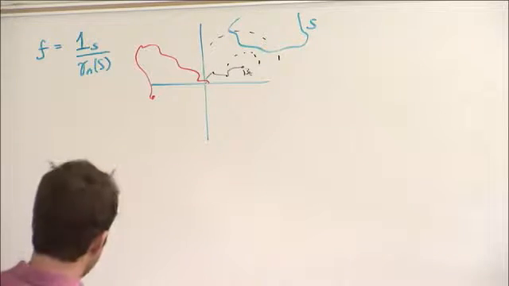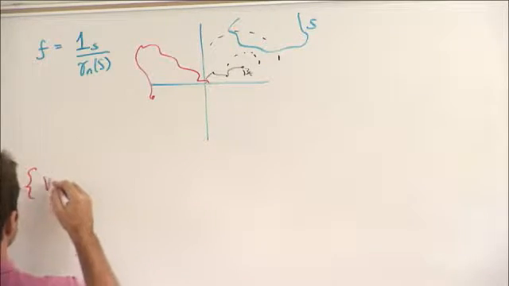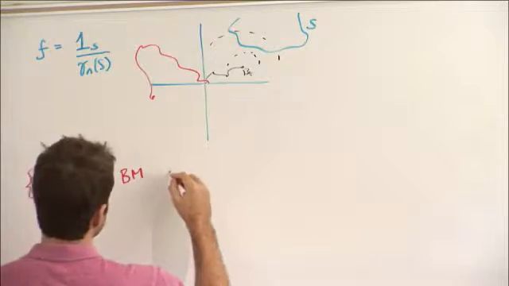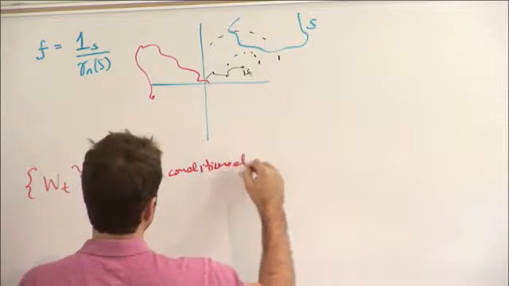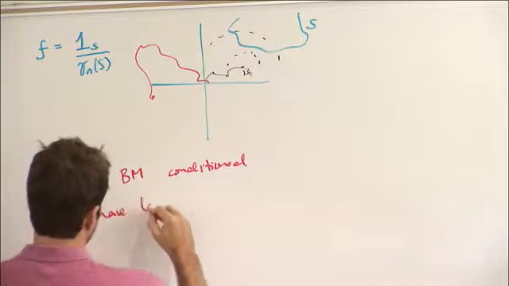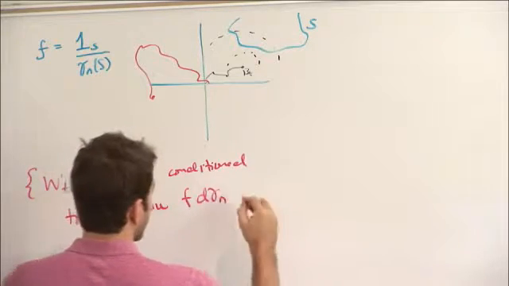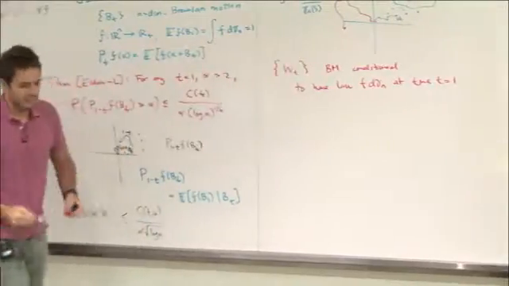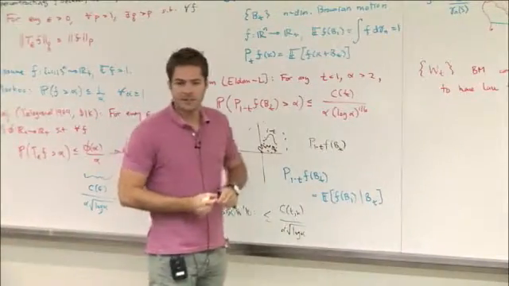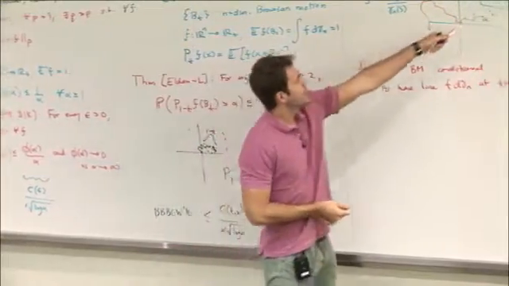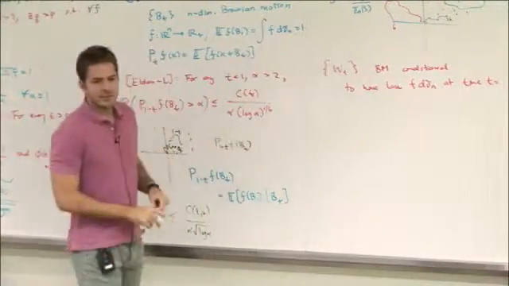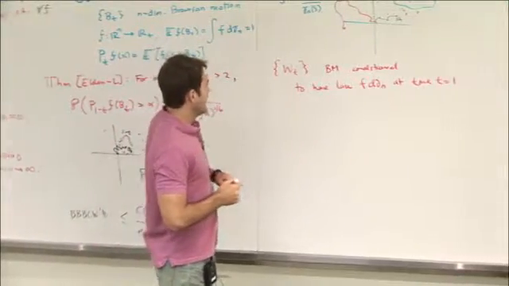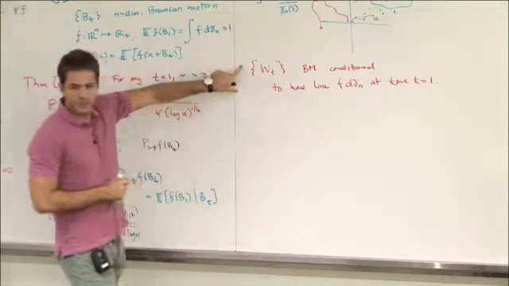So what we would want to do is consider a different process. Let's call it W_t, which is Brownian motion conditioned to have law f at time 1. Or if f is just the indicator of a set, it's just Brownian motion conditioned to fall in the set. If I condition that I fall in the set, then I get rid of all this spurious information coming from Brownian motions that wander far away from the set. So we'd like to study this process.